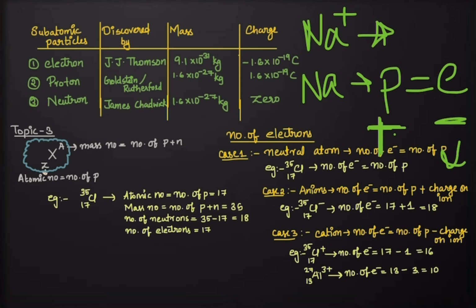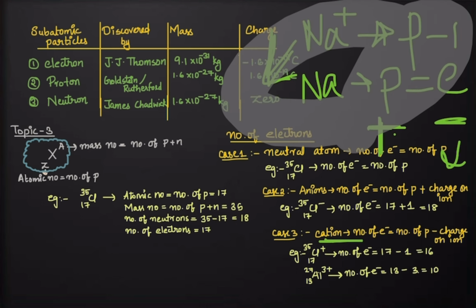So Na plus is a cation, and number of electrons is equal to number of protons minus charge on the ion. Here the charge is equal to 1. So number of electrons equals number of protons minus 1.